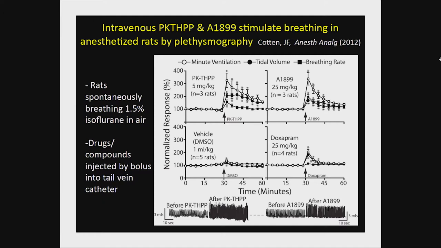And you can see that this figure is a normalized breathing response on the y-axis. And you can see that there's a stable breathing pattern. And then when you inject the Merck compound, 5 mg/kg, you get a really nice, robust increase in minute ventilation. These rats are breathing like crazy when you give them this drug. It's impressive. And that's largely due to an increase in minute ventilation, but also their respiratory rate.